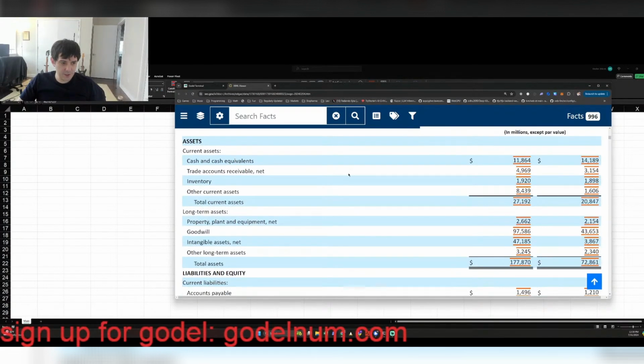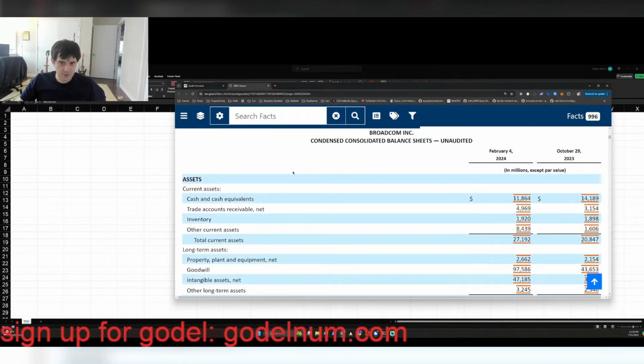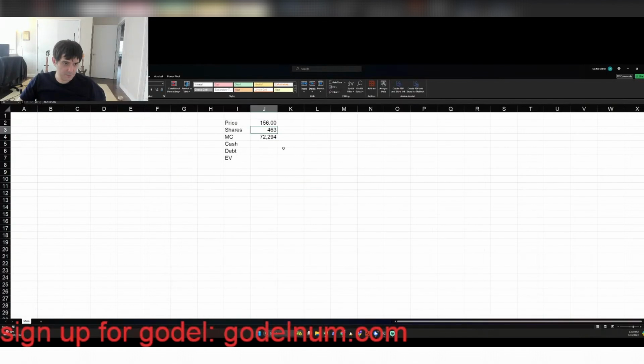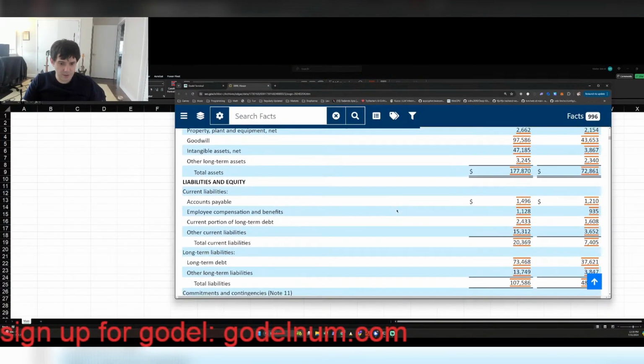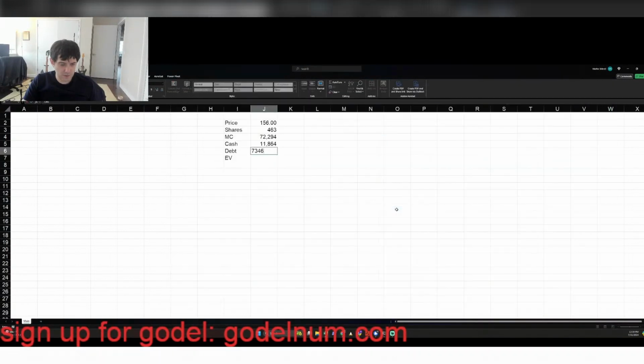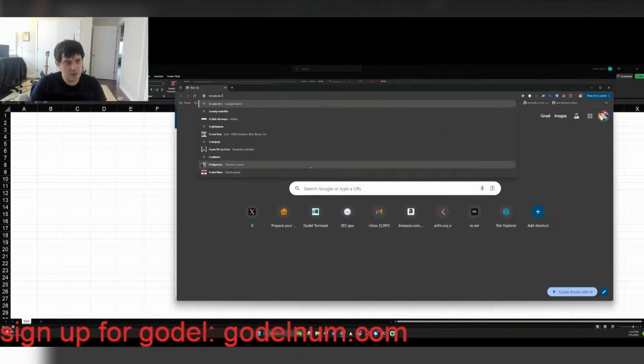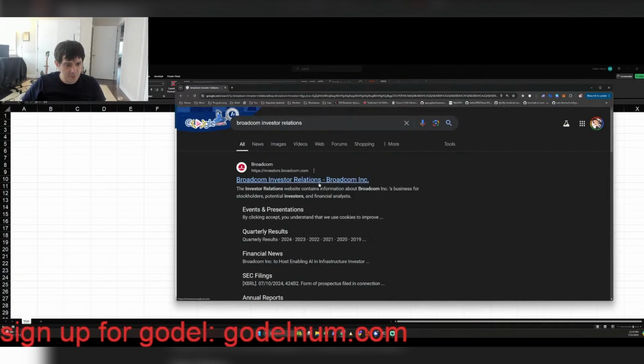Okay, here's the balance sheet. I just like to take the cash, which is 11 billion in this case. And then I'd like to take the debt, which is 73 billion in this case. And the enterprise value is basically the value of the company net its cash position. So in this case, the value of the company is higher than its market cap because the company has a net debt position.